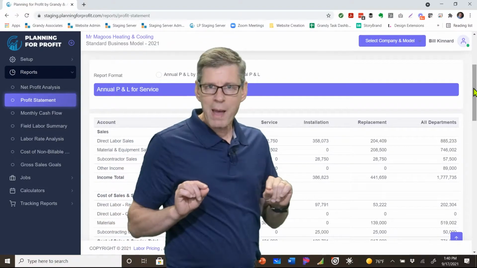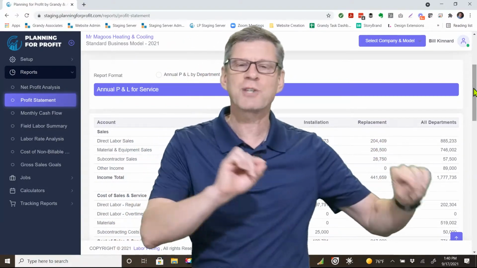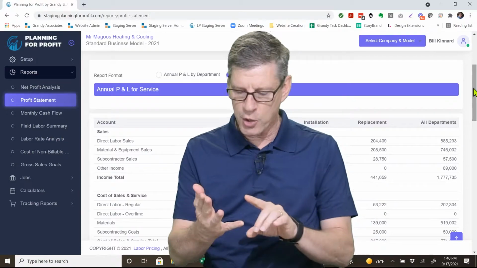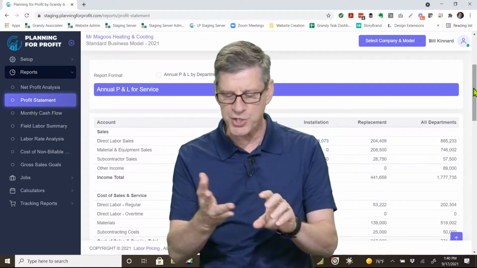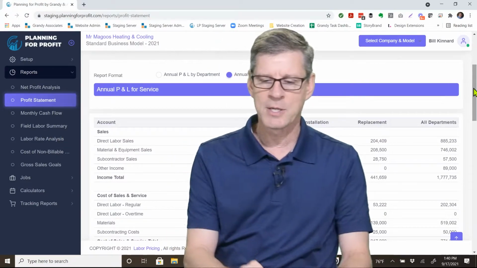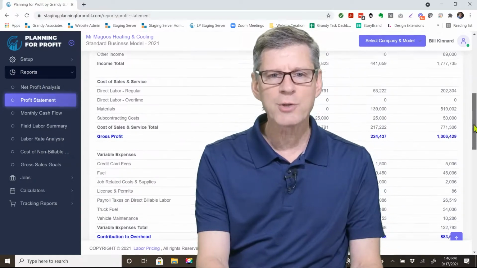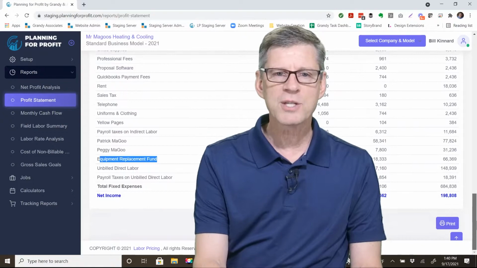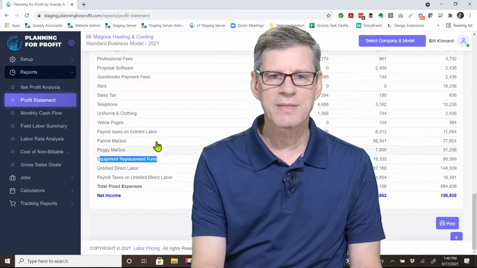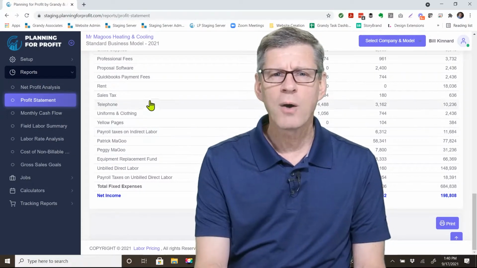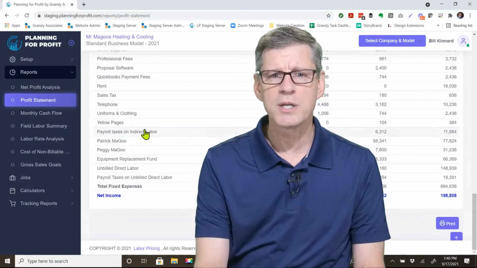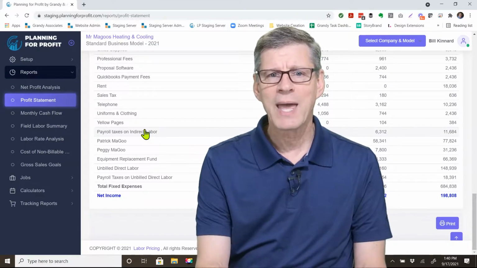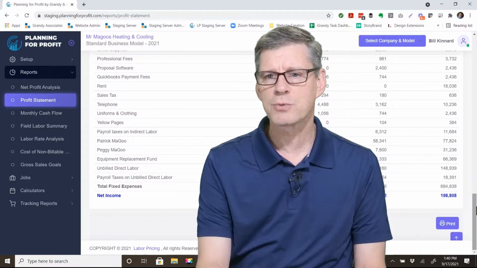Now, remember the two major differences between cash flow and accounting. The first one is your equipment replacement costs. The second one is loan payments. And as I scroll down to our expenses in this particular report, one of the things that you will notice is we're going to have any loans.